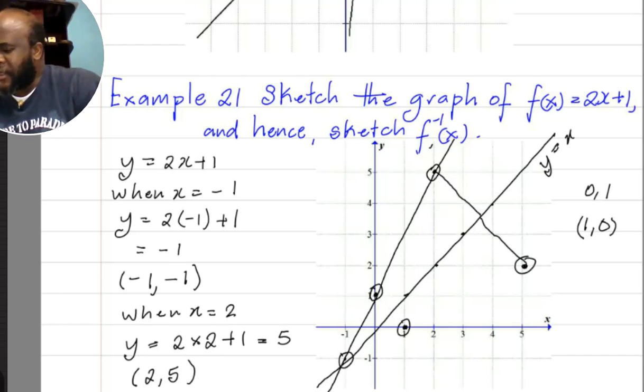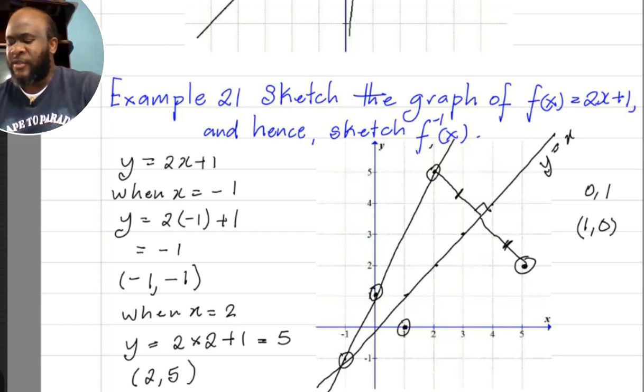We could also test it. Remember, whenever you interchange, this distance here and this distance here would be the same, and that line would meet the mirror line at right angles. So both the object and the image would be the same perpendicular distance from the mirror line. When you're reflecting in the line y is equal to x, and the scales are the same on both axes, you can evaluate that distance diagonally. What else?